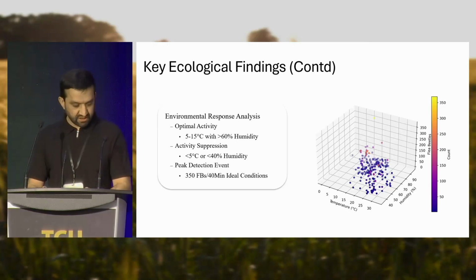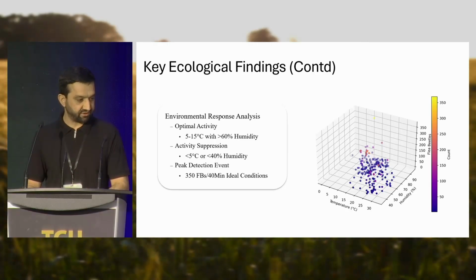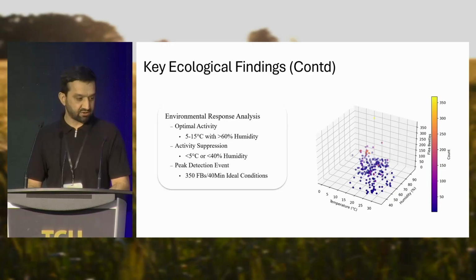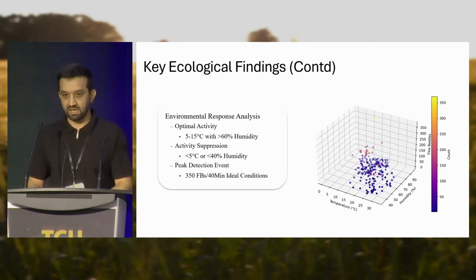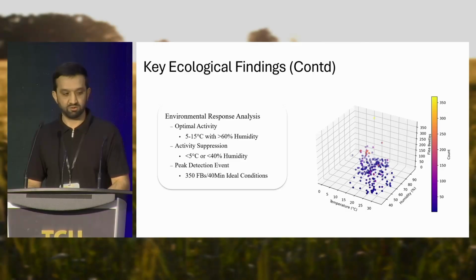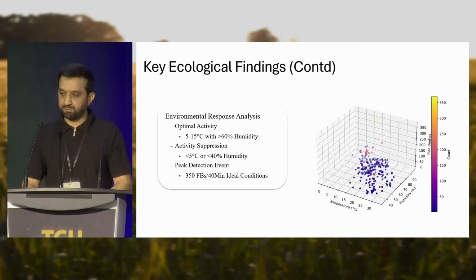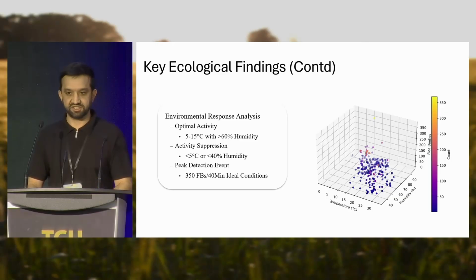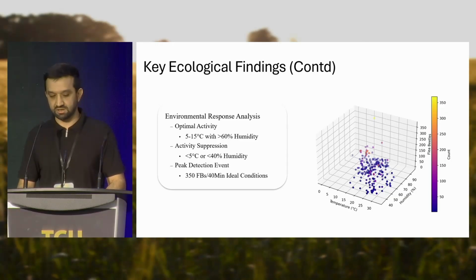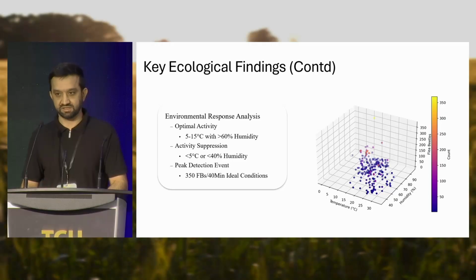Similarly, the environmental responses identified critical thresholds. We saw that with high humidity, even when the temperature was as low as 5, there was high flea beetle activity. When the humidity was lower and the temperature was around 5 or less, the activity became minimal. The peak activity event came when the humidity was greater than 70% and the temperature was around 19. During that time, we captured 350 flea beetles within 40 minutes.